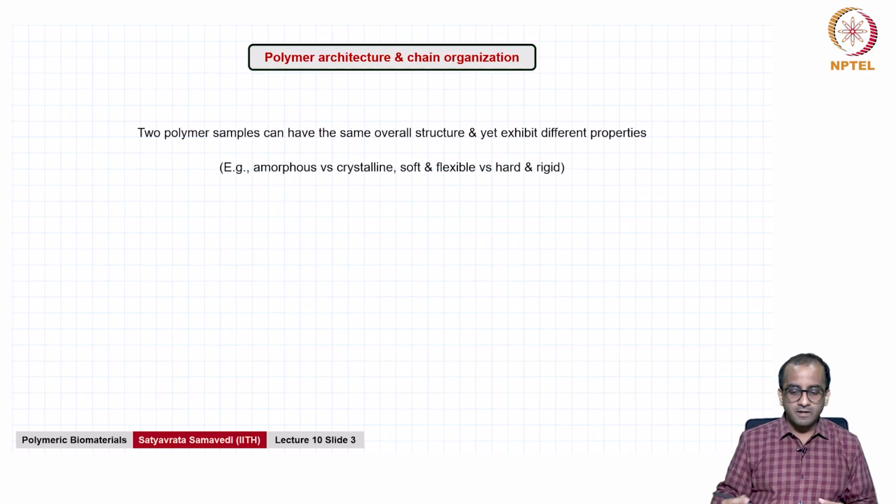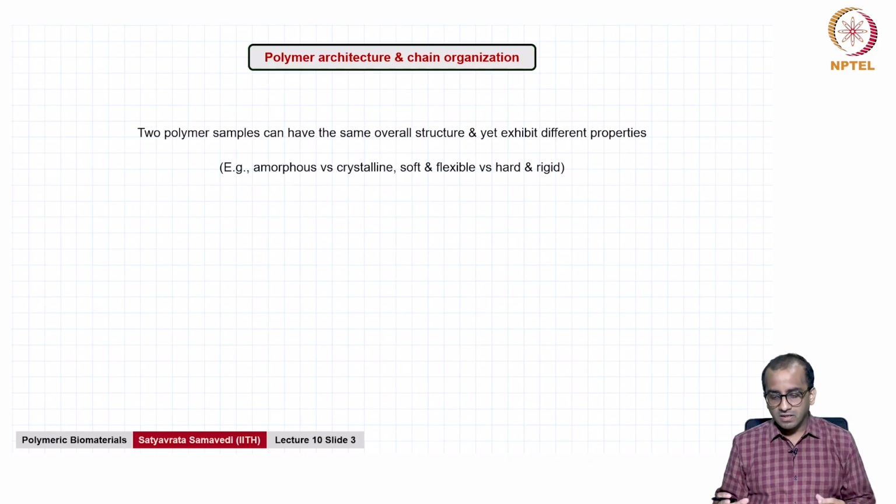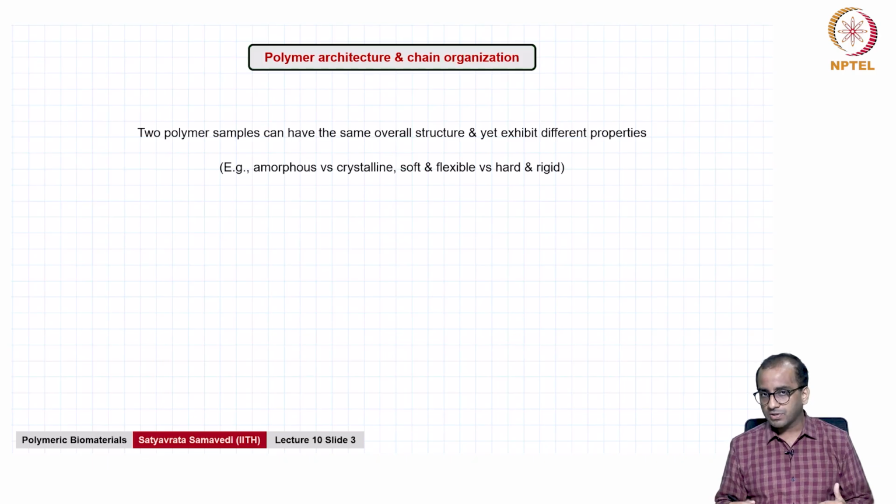So we will first begin by asking a very simple question, which is: two polymer samples can have the overall same structure and yet exhibit very different properties, and we will look at some examples of that in this lecture itself.